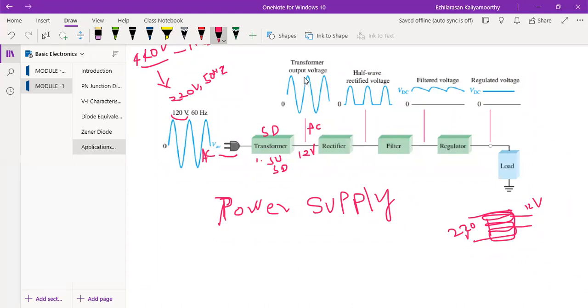See this, the transformer output voltage is this. So simple, I can say this is 12 volt actually. After that, you need to rectify that. So that is why we are using a rectifier here. Which rectifier are we using? Simply, I can say we are using a full wave rectifier.